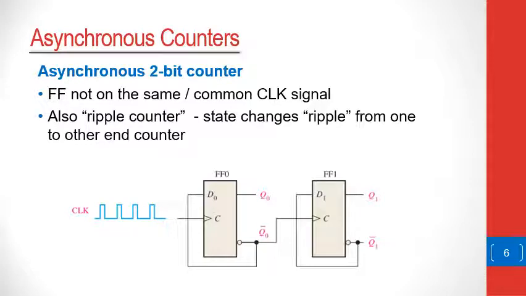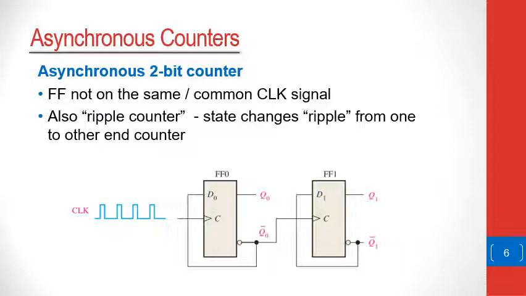So in terms of counters, there are two types of counters. The first type is called an asynchronous counter, and the second type of counter is called synchronous counters. For now, we will simply look at asynchronous counters. So this is an example of a 2-bit asynchronous counter.